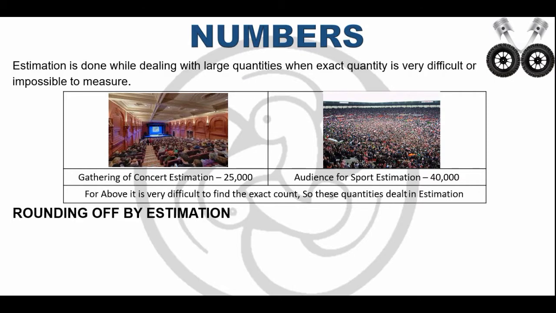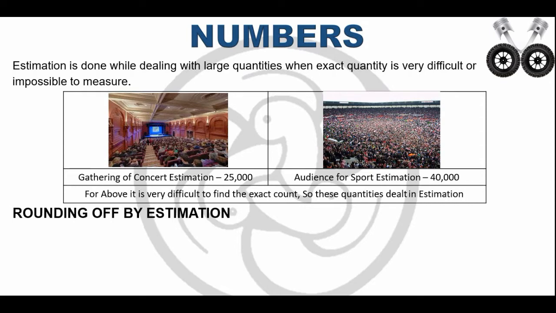For example, you are going to watch a cricket match. After watching the match, you came home. Your father asked you how many people were in the stadium. You can't count how many people are watching there, so you roughly said some 30,000 or 40,000 people watched the match. You are not saying exactly how many, but you are giving a rough figure. That is called estimation.